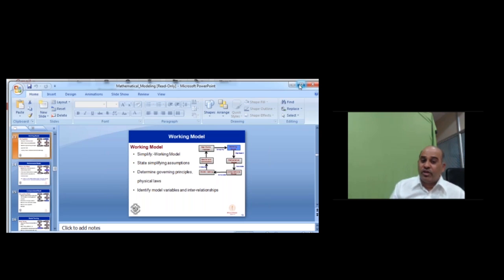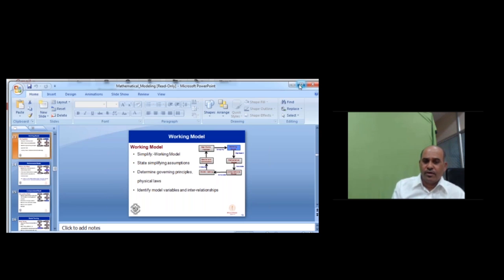Identify the model variables. Which are the state variables? Which are the control variables, what am I going to control? Which are the measuring variables? Which are not measured states? Can I predict these states? Like that, you can identify all the variables and their interrelations.